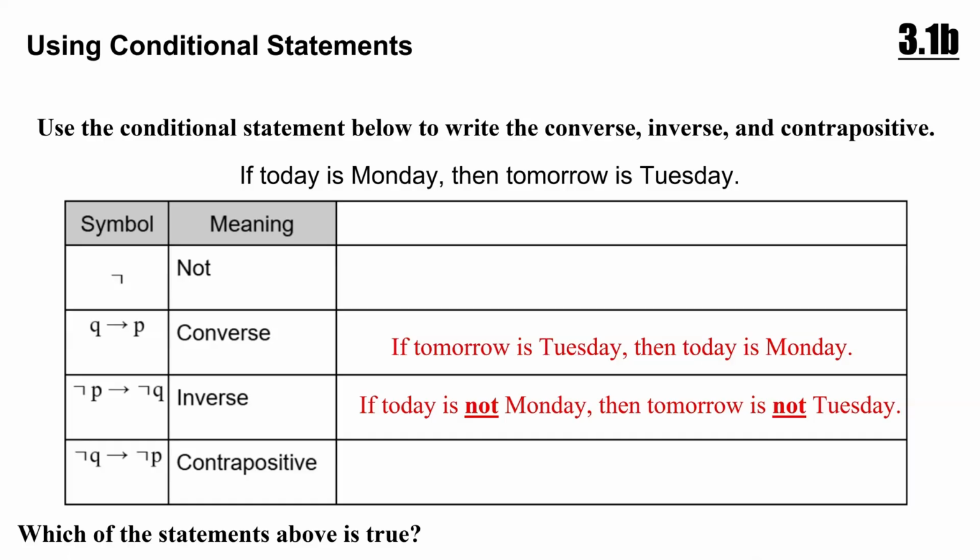To write the contrapositive, write the inverse, and use the word not in the conditional statement. The contrapositive for this conditional statement will be, if tomorrow is not Tuesday, then today is not Monday. In this case, all three of the statements are true.